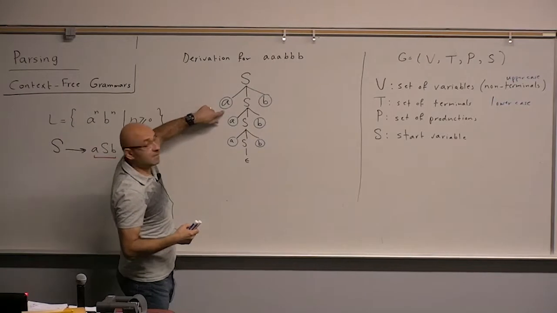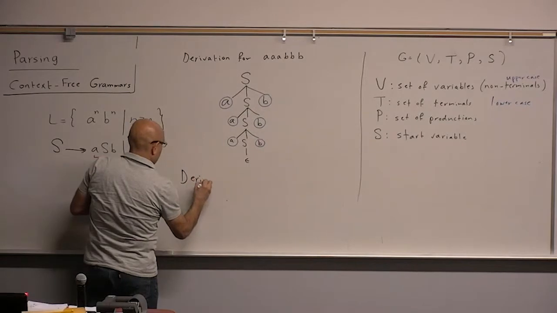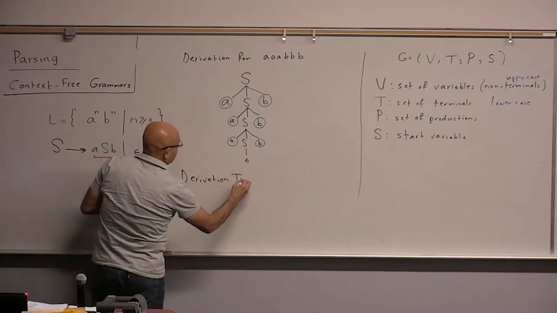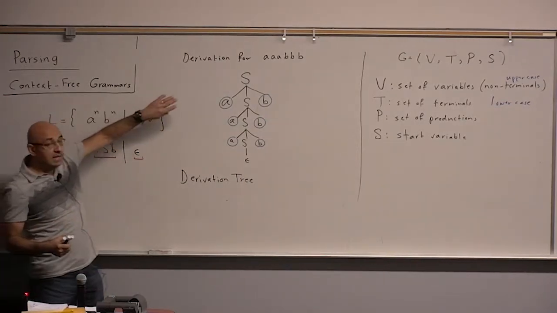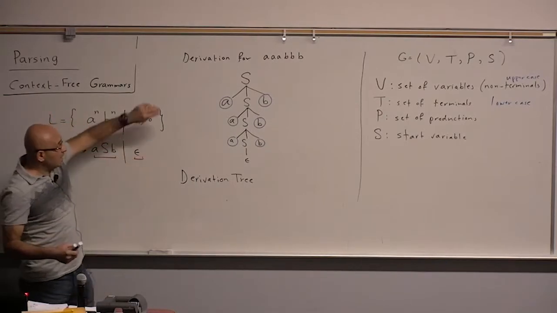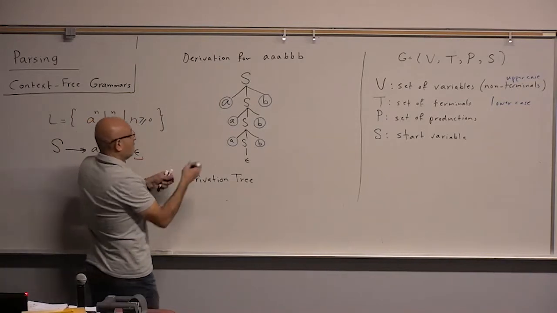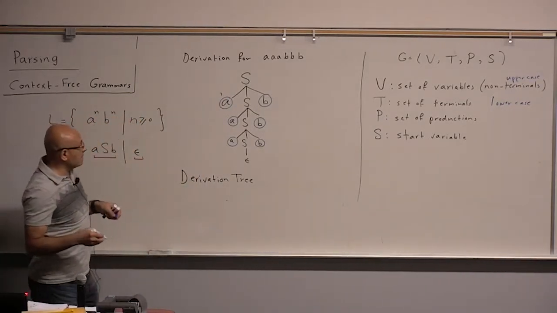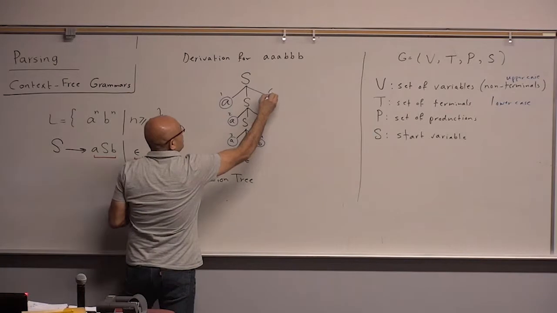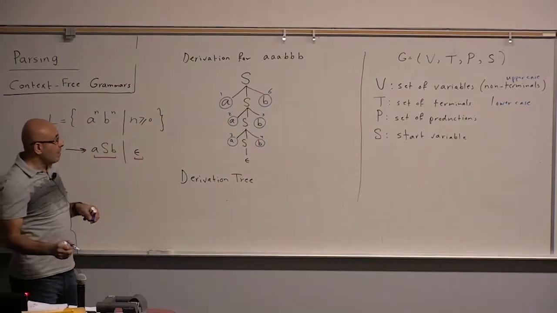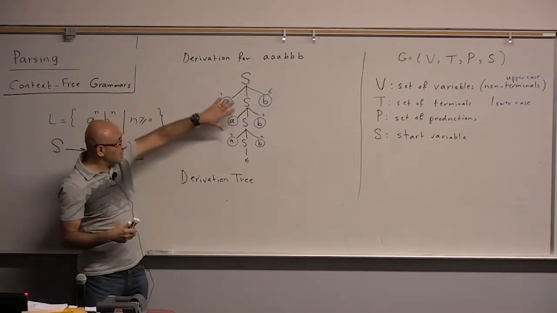So the string that gets derived consists of the leaves of the tree. This is what we call the derivation tree. The string that gets derived will appear on the leaves of this derivation tree, and we read it in order, left to right. So this is the first symbol in the string. This is the second, third, fourth, fifth, sixth. Okay? So this is the string that we have just derived. So this is a derivation tree.